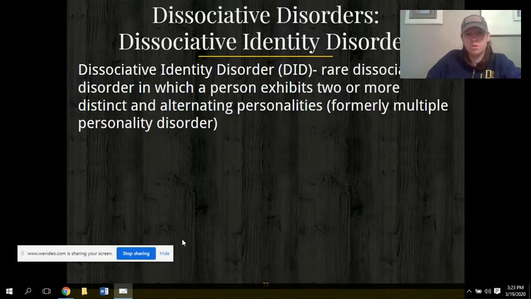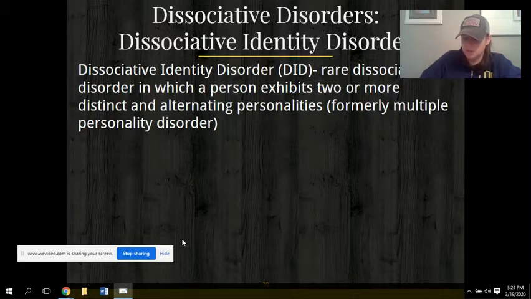You can still call it multiple personality disorder. I know I do from time to time, but the technical real name is dissociative identity disorder, DID, not "did." I think it'd be funny if they called it "did." And that's how you'll find it in the DSM and stuff. That's where they've updated it. So dissociative identity disorder. Wow, it took me a long time just to write the title. So it's a rare dissociative disorder. Again, thank goodness it's rare.